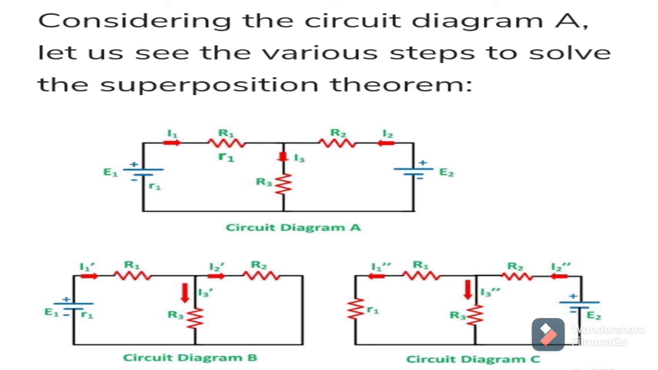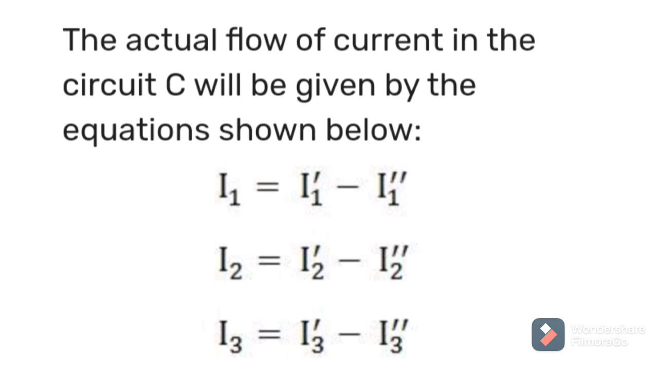Step 7. Now, to determine the net branch current utilizing the superposition theorem, add the current obtained from each individual source in each branch. Step 8. If the currents obtained in a branch are in the same direction, then add them, and if they are in the opposite direction, subtract them to obtain the net current in each branch. The actual flow of current in the circuit C will be given by the equations: I1 is equal to I1 dash minus I1 double dash, I2 is equal to I2 dash minus I2 double dash, I3 is equal to I3 dash minus I3 double dash.